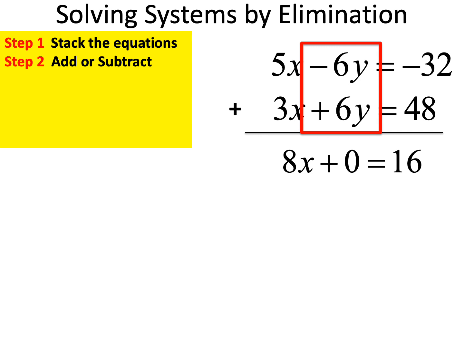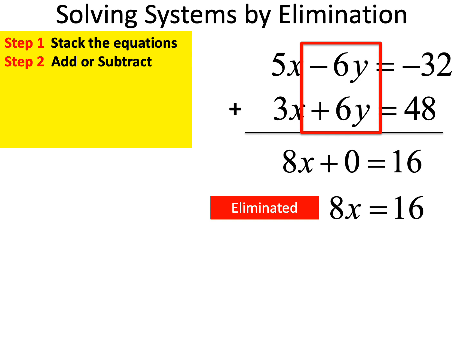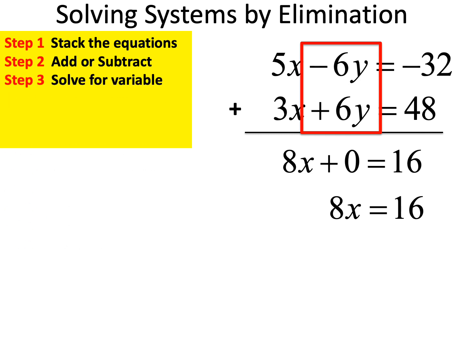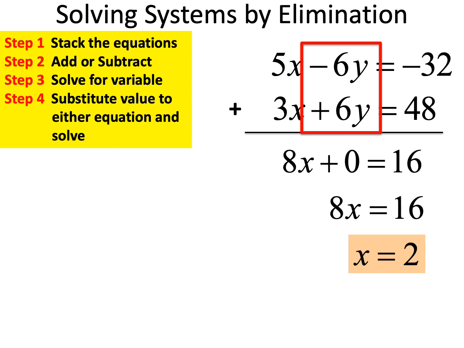So therefore we get 8x equals 16, which we can easily solve and get to x equals 2. And in fact, this step right here, the adding step, eliminated the y values. That's hence the term solve by elimination. Okay, step number 3 says solve the equation. So we simply take 8x equals 16, solve it. And then we do the same technique that we did for substitution.